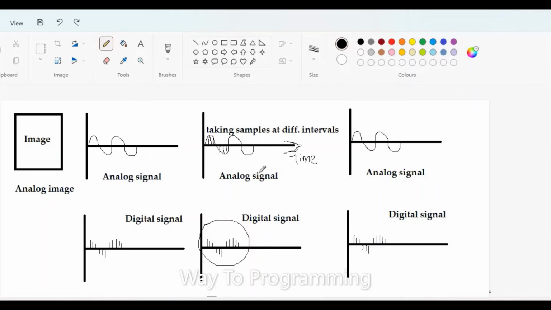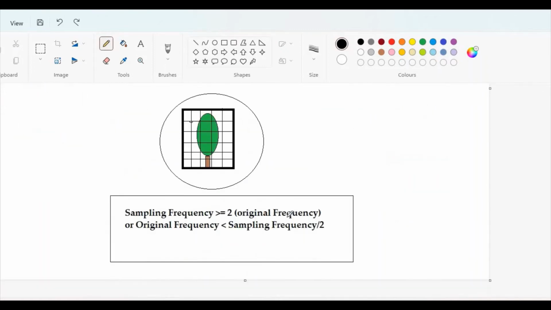So basically this theorem states that you can create your analog signal back from the digital signal if the sampling frequency is more than double the original signal frequency. Or in other words, the original signal frequency should be less than half of the sampling frequency. Because this original signal also has some sort of frequency, right? It is a continuous wave. It has a certain rate at which something is changing. So this is the one. You can note this down.